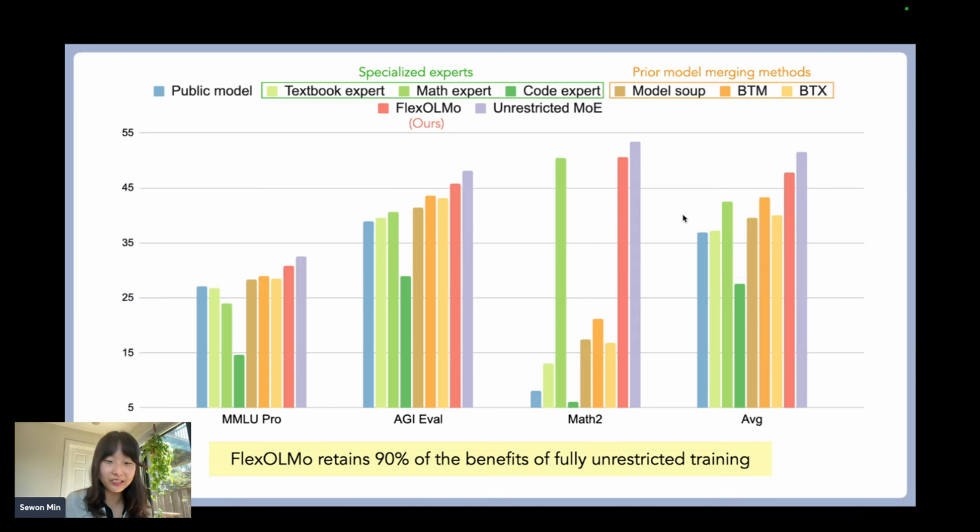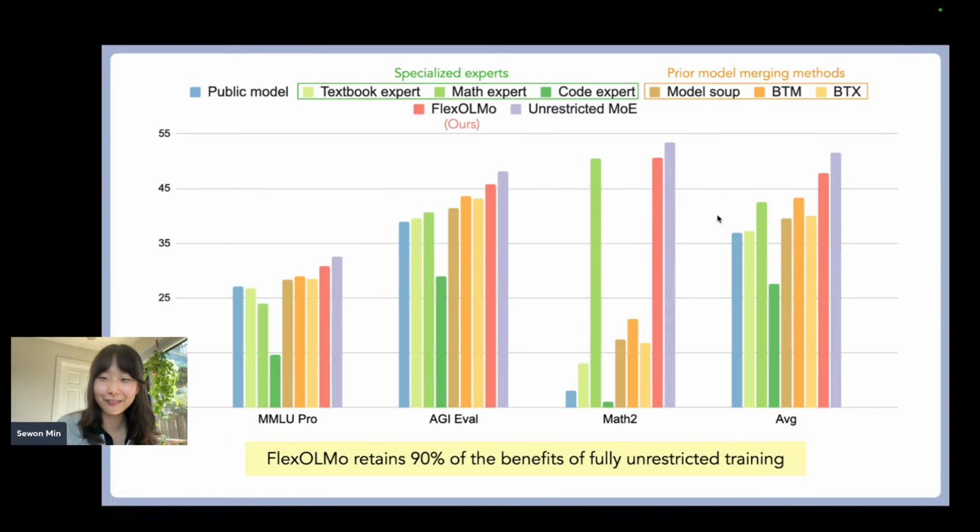I thought it's pretty exciting because that means if you're willing to pay for 10% of the performance gains, then you can have lots of exciting benefits, such as modular training, keeping each of your data private, and also being able to opt out later on or add new data sets afterward. Any questions on the result?